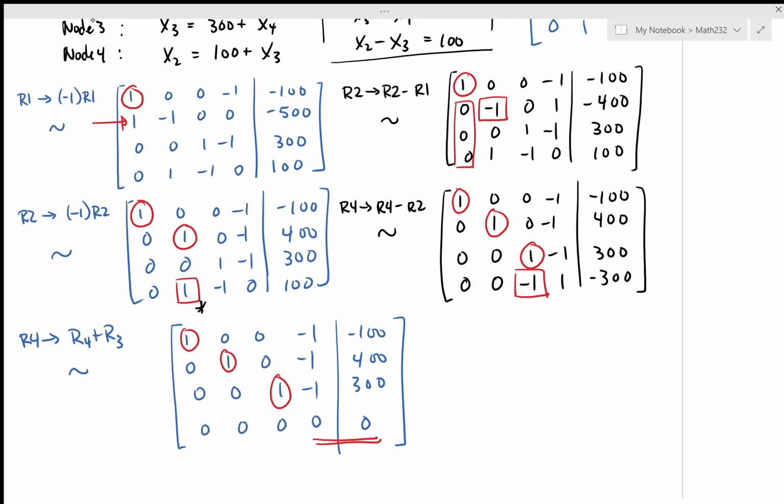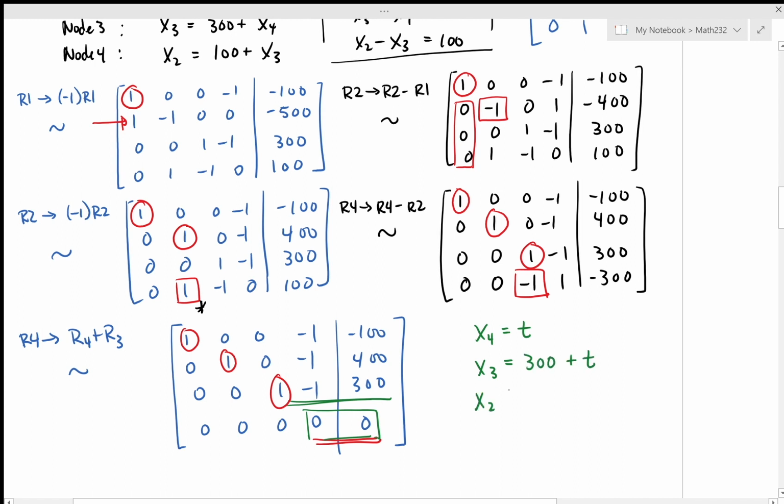So now I can write out what the solution to my system of equations is. Let me just say that X4 is free. I'm going to call it some parameter t. And then I'm looking here and I see, okay, that's fine. Now I see that X3 is equal to 300 plus X4, and X4 is t. And then I look up at X2. And X2 is equal to 400 plus t. And X1 is equal to minus 100 plus t.